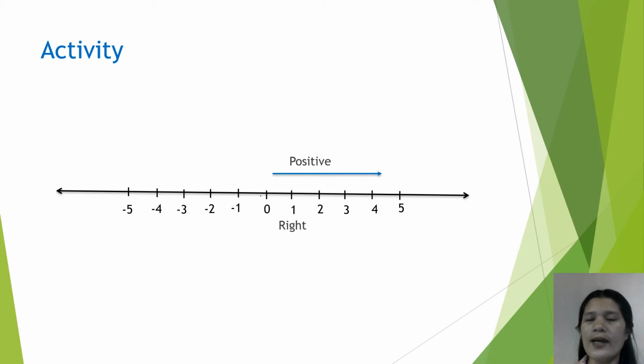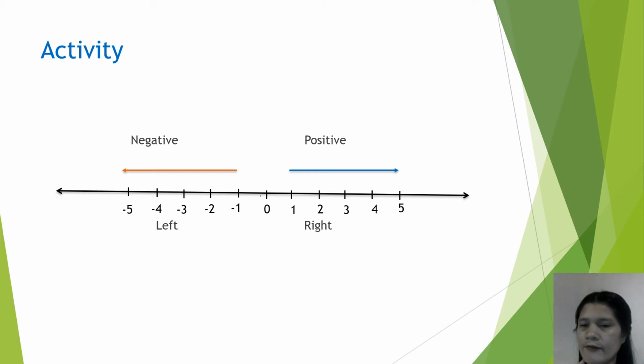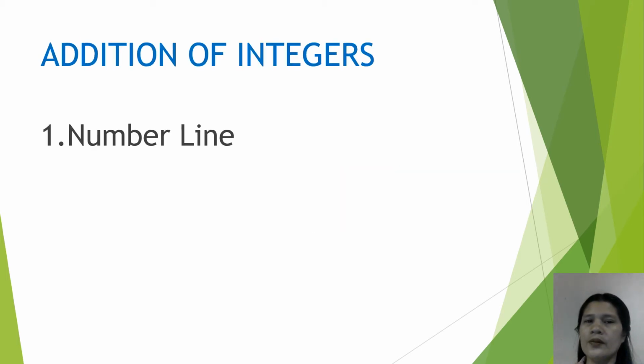So let's identify whether the number is positive or negative. Using 0 as the origin, going to the right is called a positive number, and from 0 to the left is called a negative number. So let's proceed to addition of integers. There are three ways in adding integers.